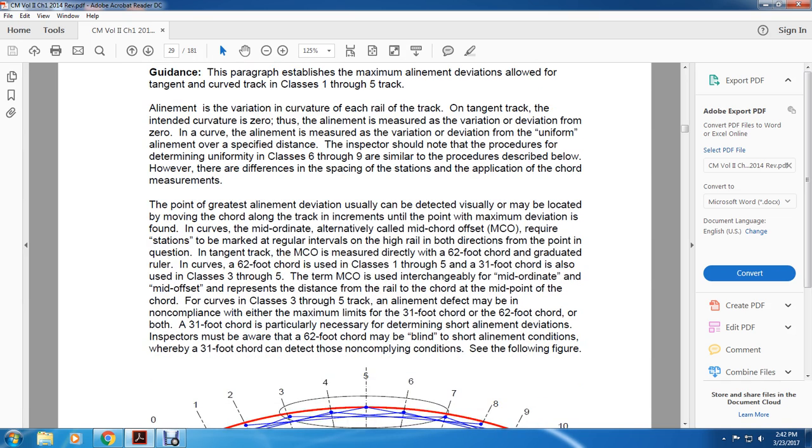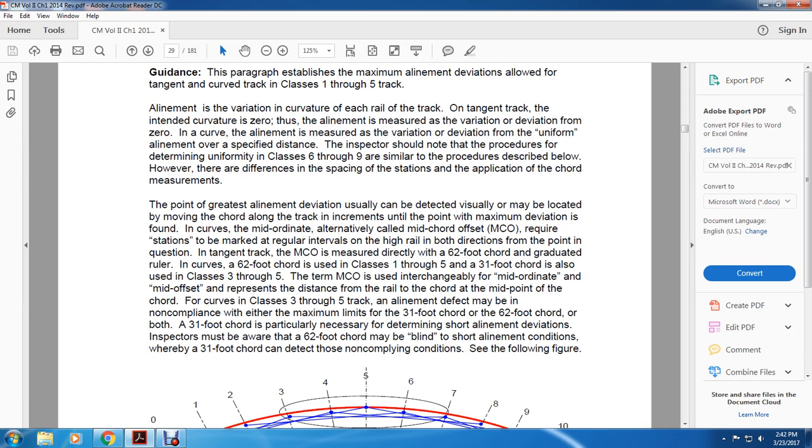The point of greatest alignment deviation can usually be detected visually and may be located by moving the chord along the track in increments. The point of maximum deviation found is called the mid-chord offset, or MCO. Stations are marked at regular intervals on the high rail, in both directions from the point in question, and the mid-chord offset is measured directly with a 62-foot chord and graduated ruler. The 62-foot chord is used in Classes 1 through 5. The 31-foot chord is also used in Classes 3 through 5. Mid-chord offset is used interchangeably with mid-ordinate, and represents the distance from the rail to the chord at the midpoint of the chord.